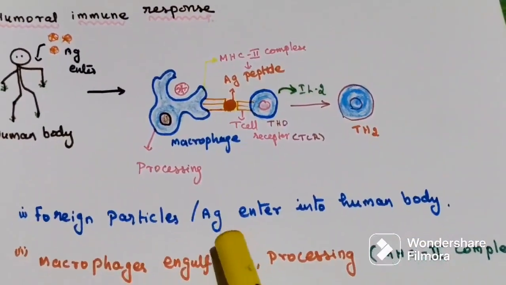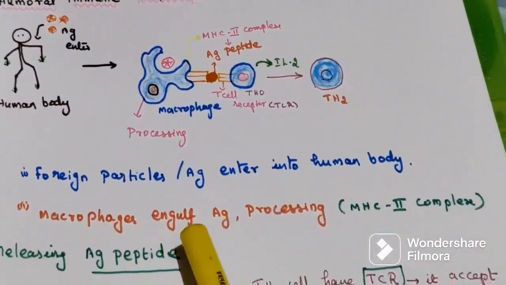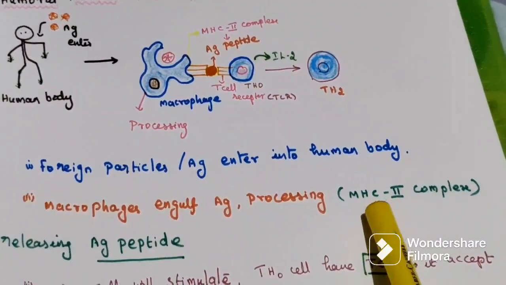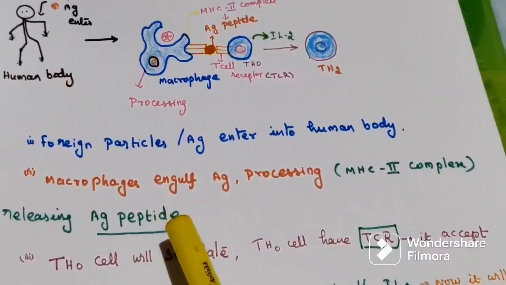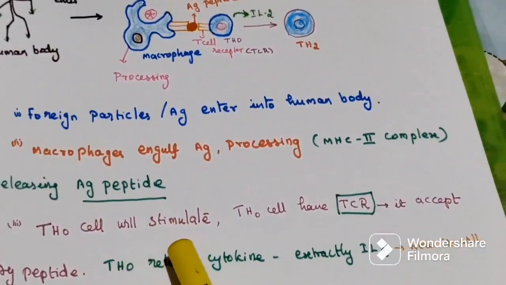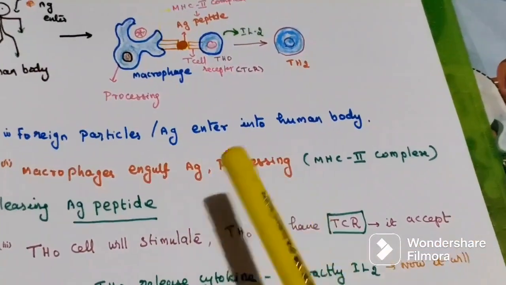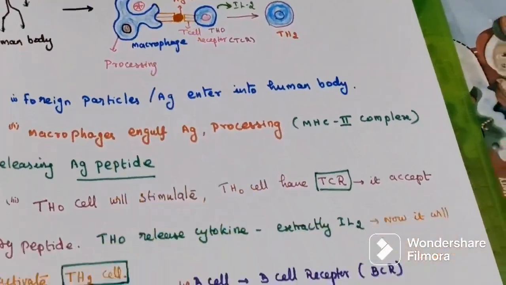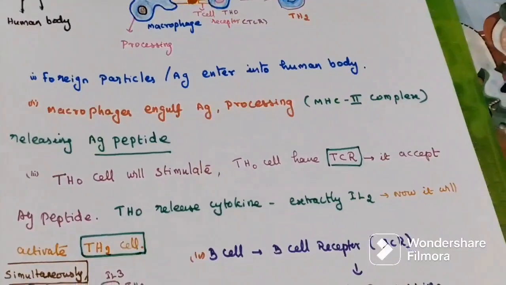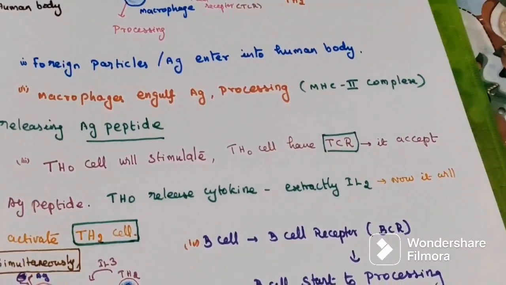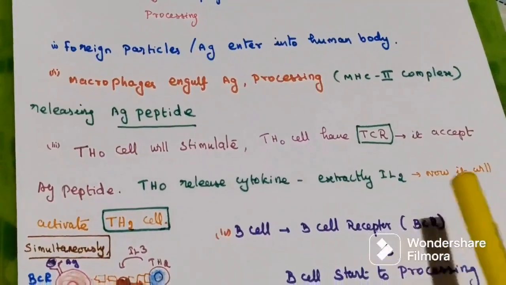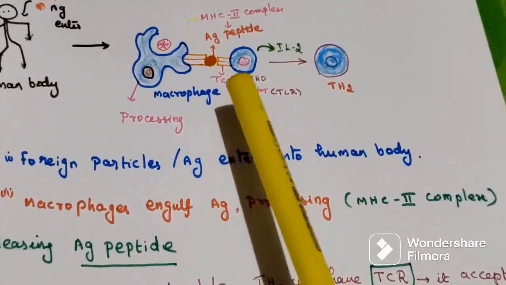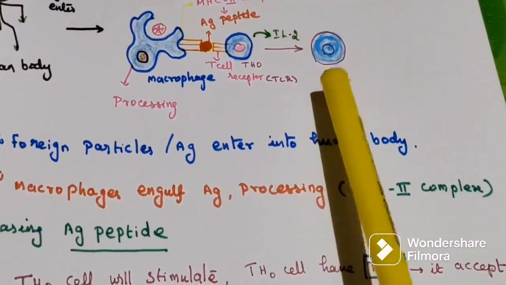So foreign particles, the antigens, enter the human body. Macrophages engulf the antigen, then start processing, and with the help of the MHC2 complex, release the antigen peptide. T helper cells are stimulated; they also have the receptor, accept the antigen peptide, and now release the cytokine interleukin 2. First the T helper 0 cell, then it activates T helper 2 cells.